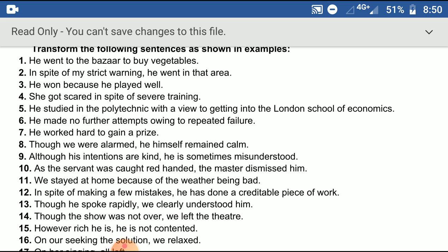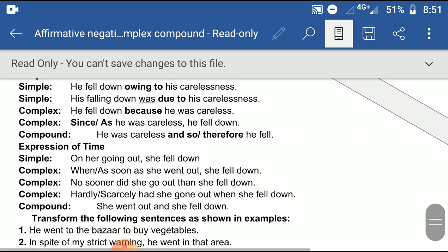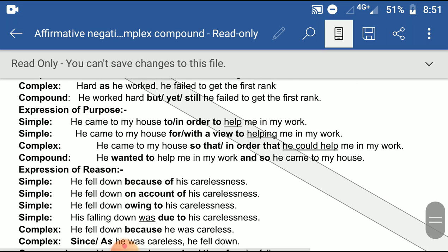He went to the bazaar to buy vegetables. Here, he went to the bazaar. The purpose of going to the bazaar was to buy vegetables. Now, which are the other ways in which we can change this sentence? Transform the following sentences as shown in the example. Here the example is for purpose, the expression of purpose.